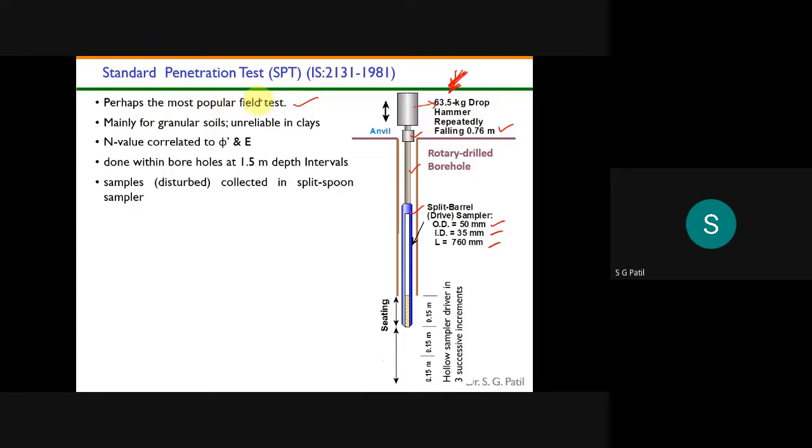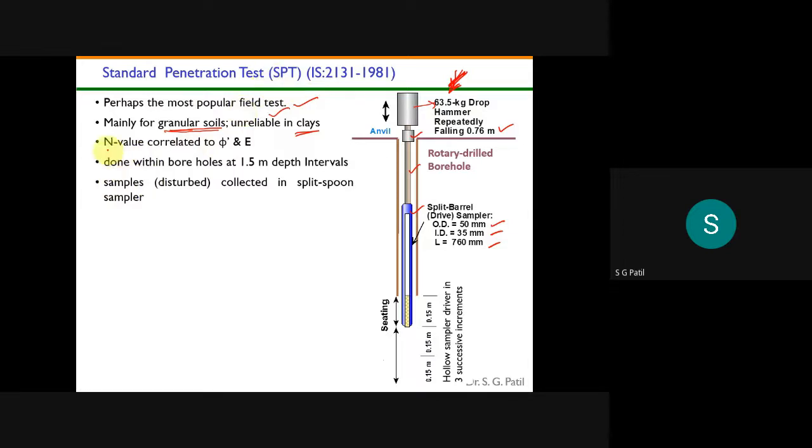It is mainly used for granular soil, that means sandy type of soil. Even people use this test for clays, but the results are not that reliable and may mislead. It is more reliable in granular soil and less reliable in clay type of soil, especially this standard penetration test. So what results will we get from this SPT test?